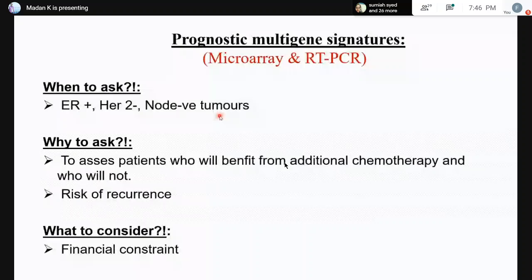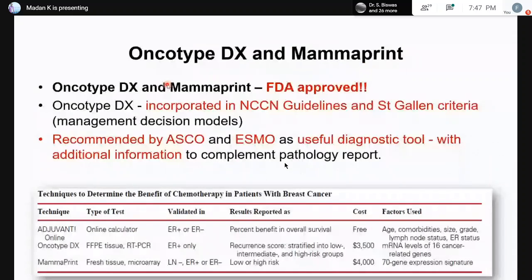Also, one important thing to consider is the financial condition of the patient, because most of these assays are quite costly, and they are not covered by insurance in the Indian setup as compared to Western countries. Coming to Oncotype DX, both Oncotype DX and MammaPrint have been FDA approved, and Oncotype DX is incorporated in many management decision models like NCCN guidelines and St. Gallen's criteria. Both of these have been recommended by ASCO and ESMO as a useful diagnostic tool with additional information to complement the pathological reports.